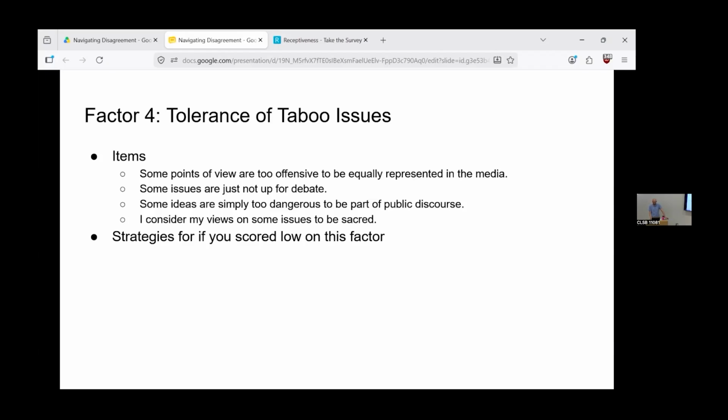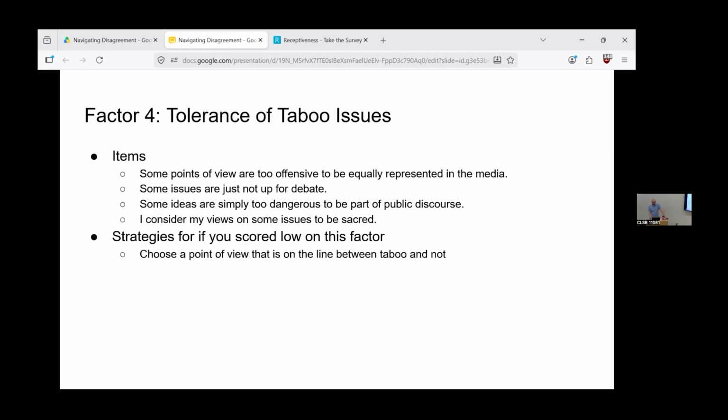It's funny that this discussion of tolerance of taboo issues has led to such a deep discussion. I didn't anticipate this. This is great. Did I step on anyone? Does anyone want to have the last word on this?